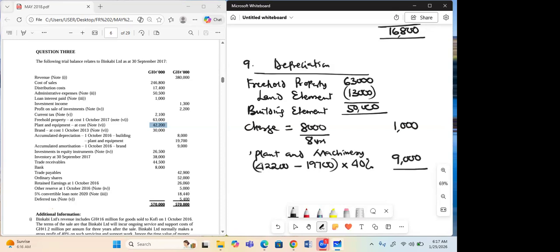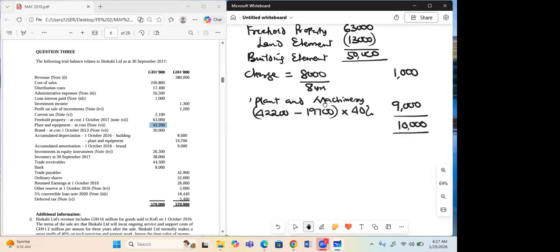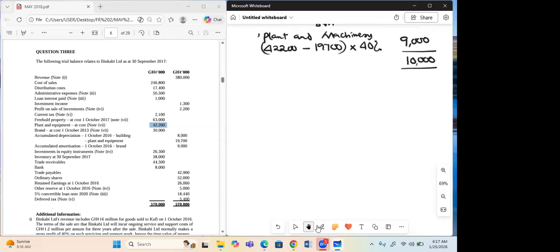So then the total depreciation for the year is 10,000, right? Let's deal with the brand and get amortization. Don't add depreciation to amortization. They are two separate items. Don't make that mistake. So let's go to working 10 and work for the brand.